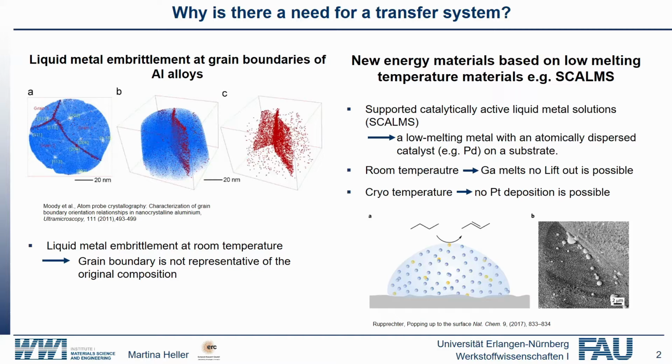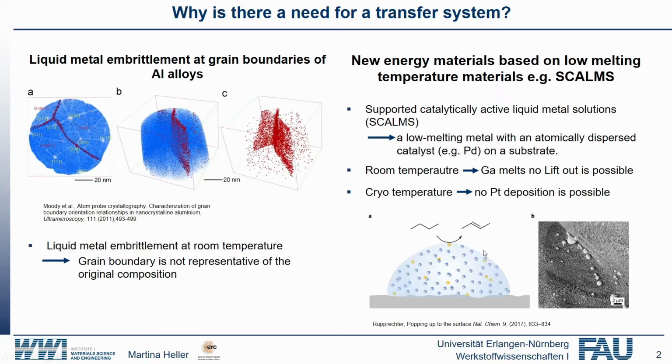Another example are new energy materials, for example the SCALM system. This SCALM system is based on the theory that you have a gallium droplet on a support material. In this gallium droplet there are atomically dispersed catalyst materials, for example palladium or platinum atoms.